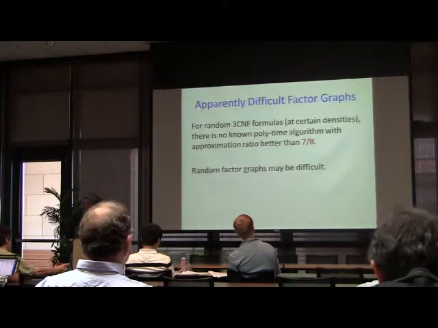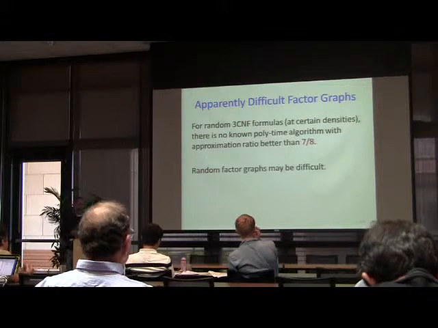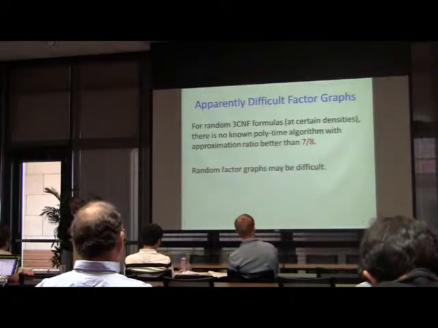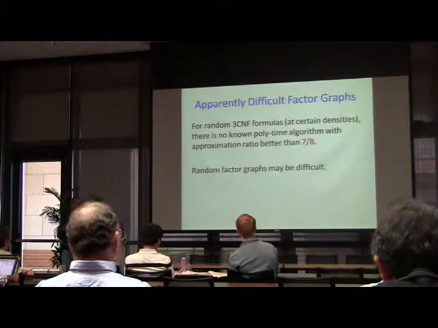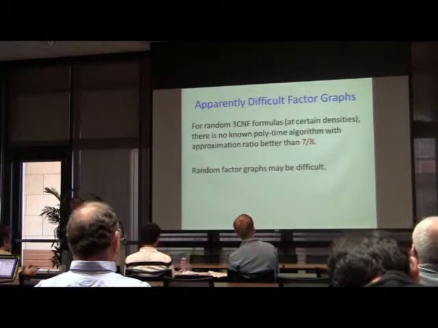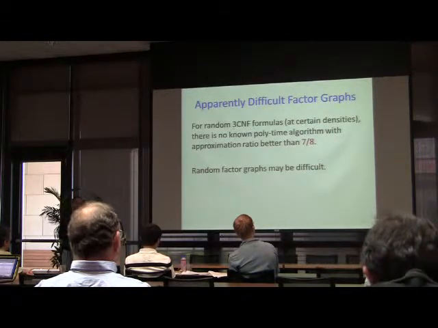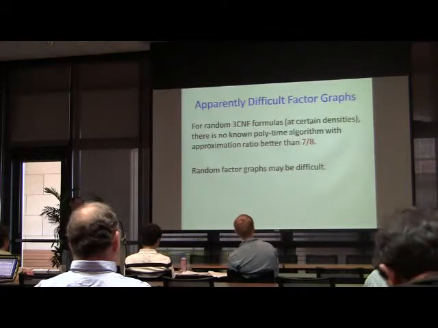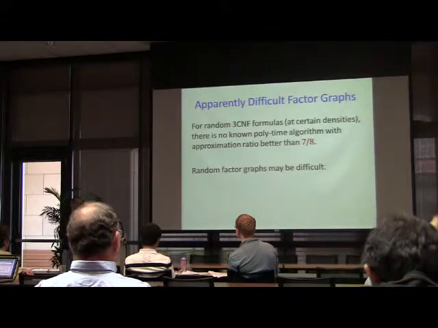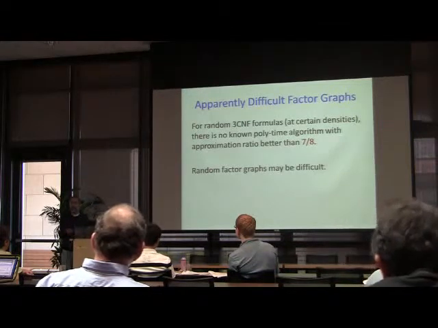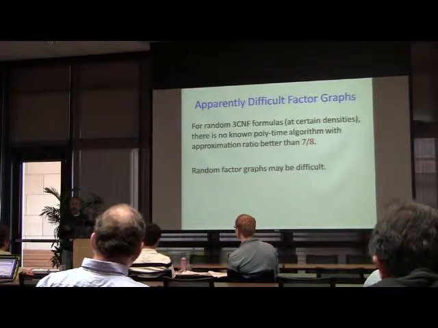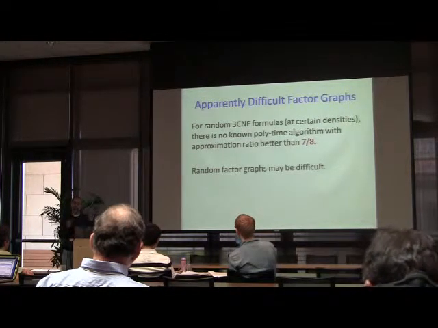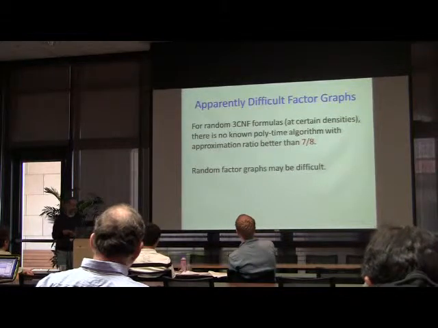On the other hand, for certain constraint satisfaction problems, there are certain families of factor graphs that appear to be difficult. So if you look at random 3CNF formulas, so the problem is 3SAT, and we just take random factor graphs at some high enough density, then for such formulas, if we pick a formula at random, in general we don't have any polynomial time approximation algorithm that on these particular formulas gives an approximation ratio better than 7/8.